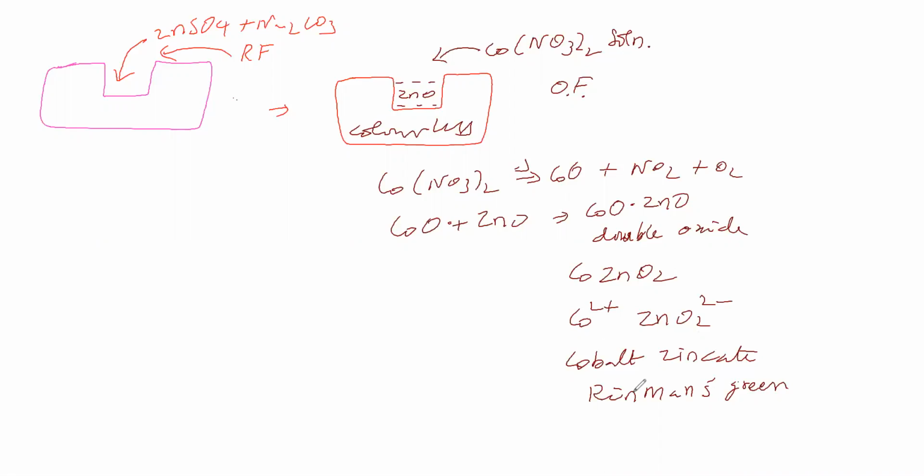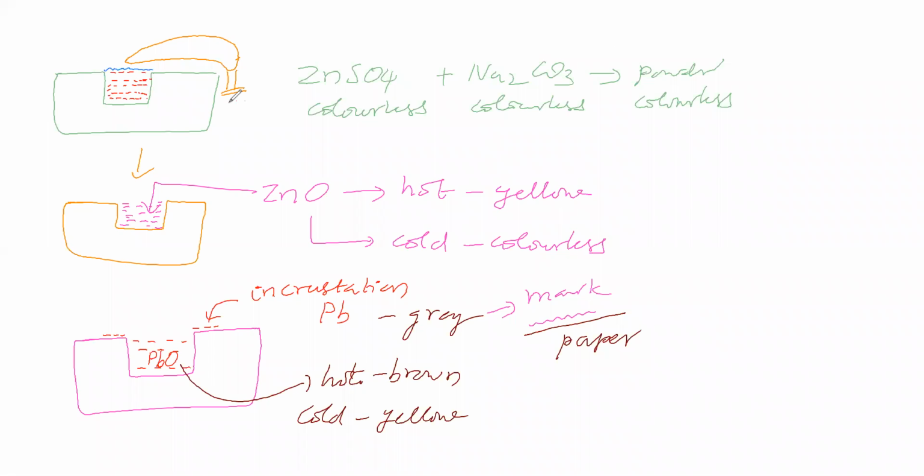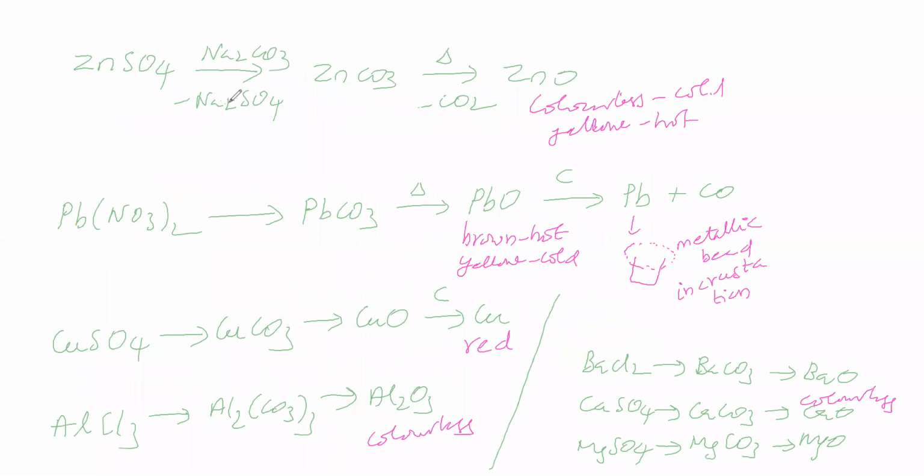Now we will take another substance. Lead nitrate we cannot take to the cobalt nitrate solution test because it has color. Copper sulfate also we cannot take to the cobalt nitrate solution test because it has color. CuO is black. If it is colorless, then we have to take it for a cobalt nitrate test. It has black color.